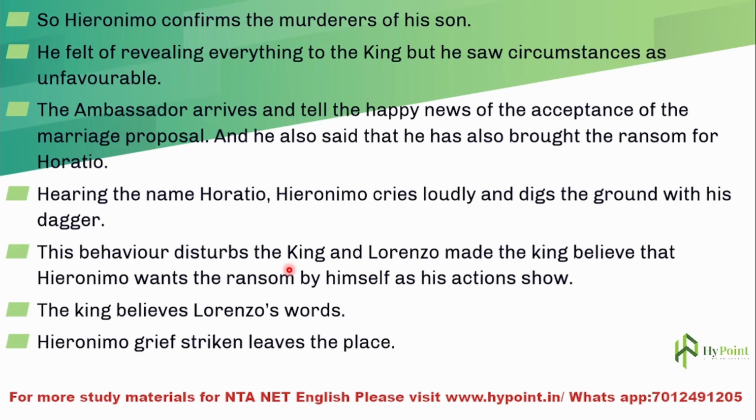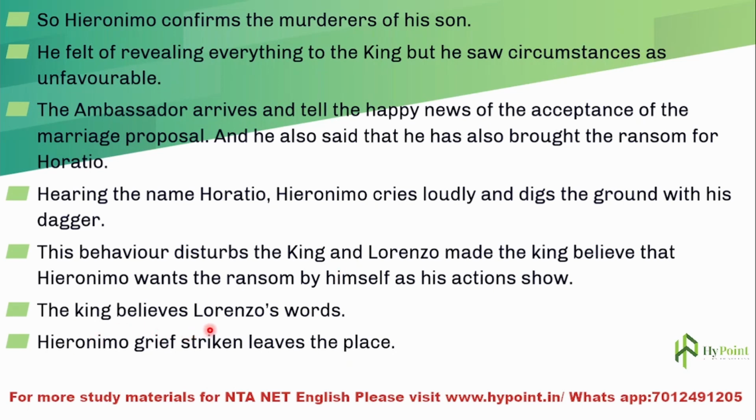The king is not much aware of all these things that happened. So the behavior disturbed the king, and Lorenzo made the king believe that. Lorenzo is a very cunning person, and he made the king believe that Hieronimo wants the ransom for himself. That's why when he heard about the ransom for Horatio, he dug the ground with his dagger. Hieronimo's actions actually happened because of the agony caused by his son's death. But Lorenzo interpreted his action to the king as Hieronimo wanting the ransom for himself. That's why he is behaving like this.